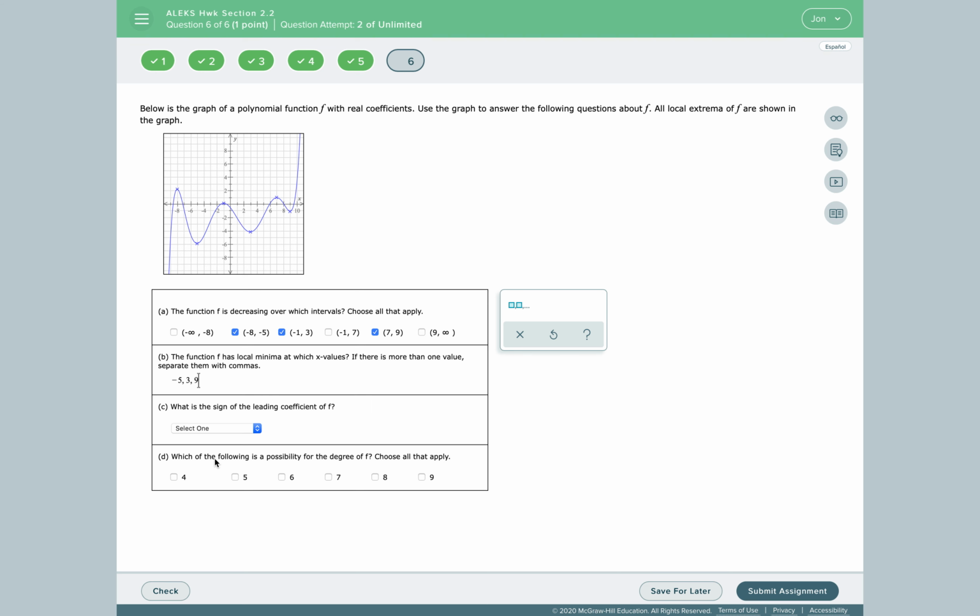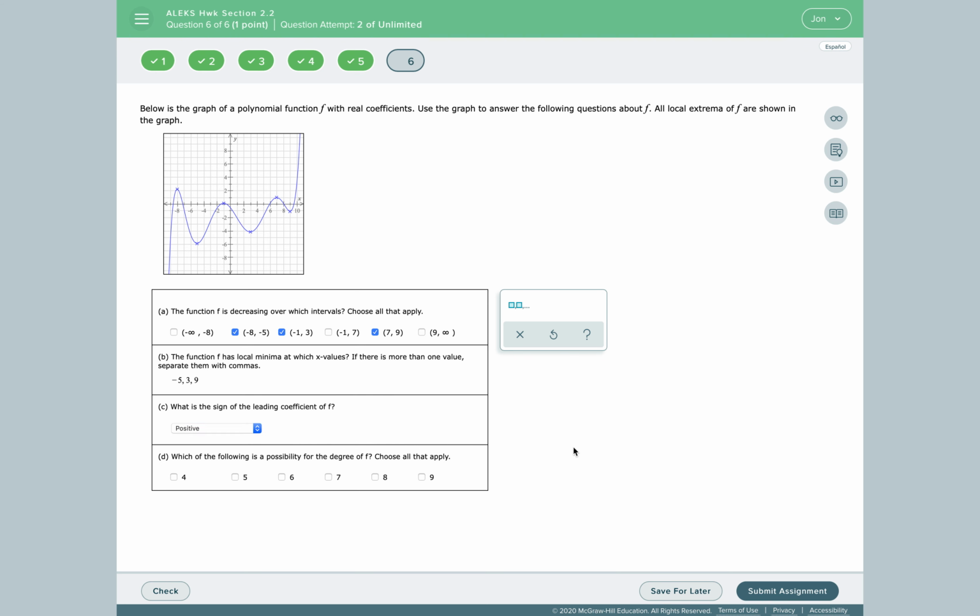And in terms of the sign of the leading coefficient of f, remember the end behavior, you have down to the left, up to the right. So in this particular case, down to the left, up to the right means that we're going to have an odd-powered function. And in this particular case, we're going to have the result be positive. So you have a positive leading coefficient.